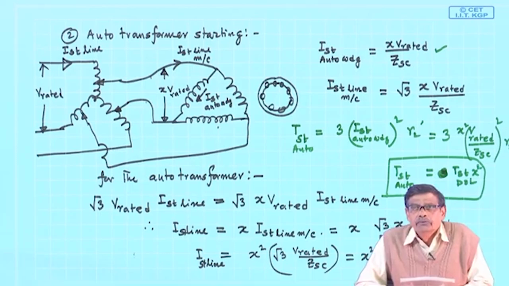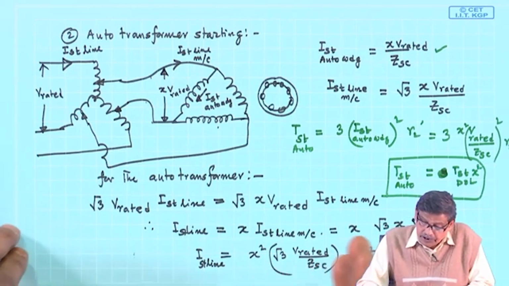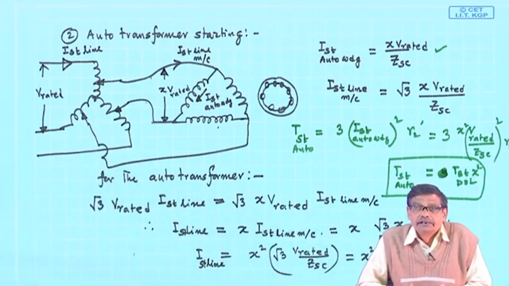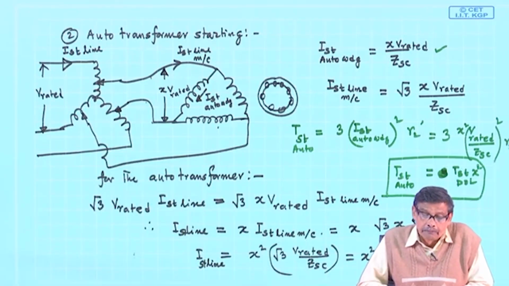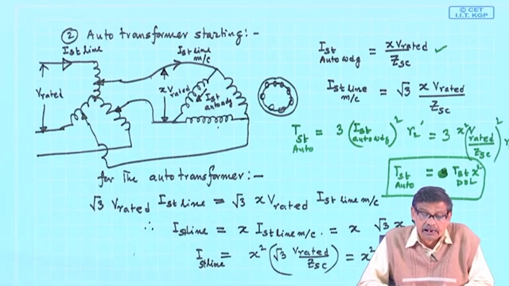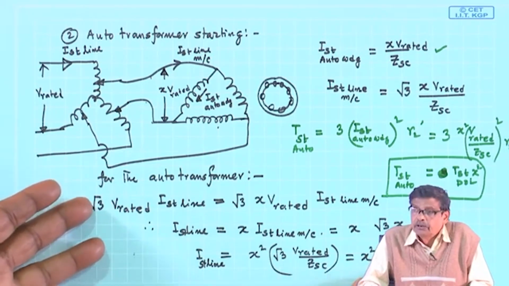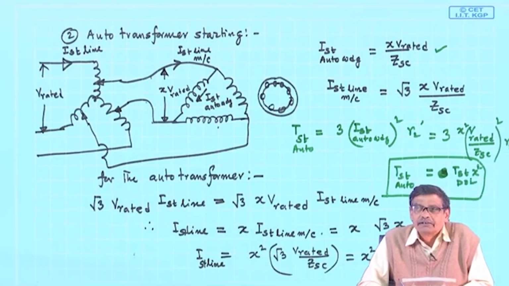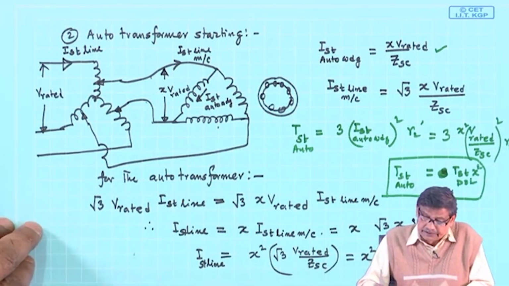So, you know that when we talk about the starting of 3 phase induction motor, and we compare DOL starting with auto transformer starting and that of reactor starting. With respect to DOL starting, it looks okay between auto transformer and reactor. This will be good because this reduces current by a much higher factor. Therefore, this is the thing.